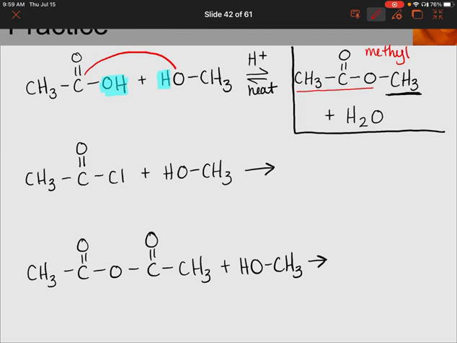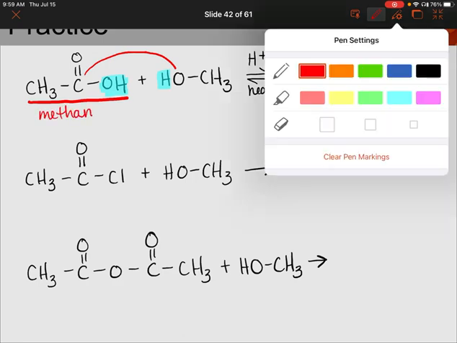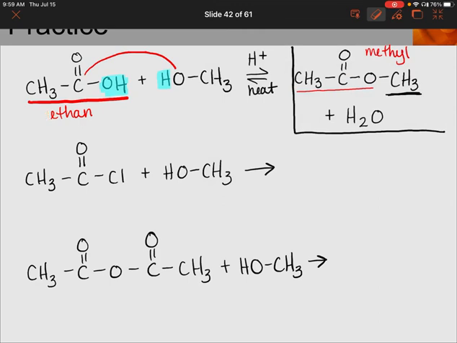So let's look at our original carboxylic acid. What's the name of that? Methanoic acid. Or no, sorry, ethanoic. Getting my prefixes mixed up. There we go. Ethanoic acid. We've got 2 carbons there. So remember what we do is we drop the ic acid and add ATE. So then it becomes ethanoate. So this is methyl ethanoate.